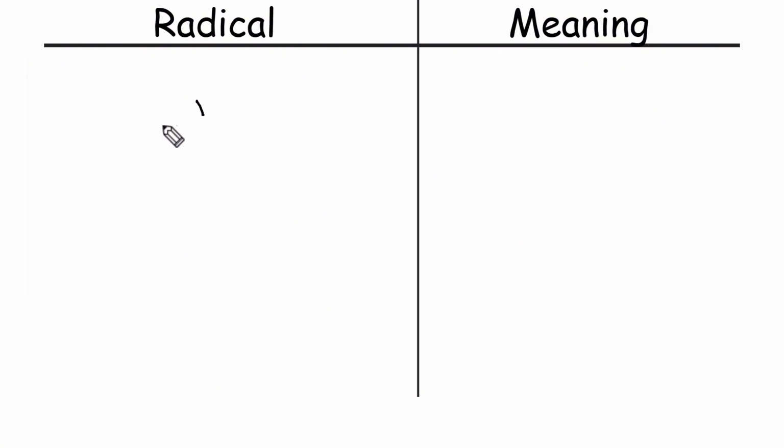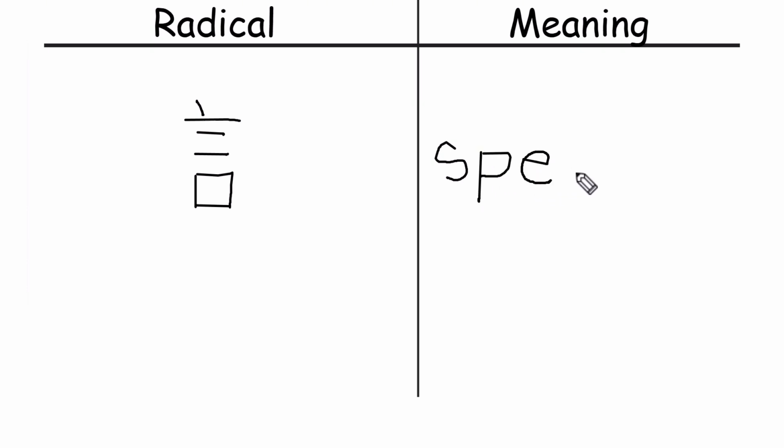Now let's look at the speech radical. This character represents speech and is written as yan in Chinese. This radical appears in characters related to speaking or communication, like the Chinese character to speak, or also the Chinese character that represents language.